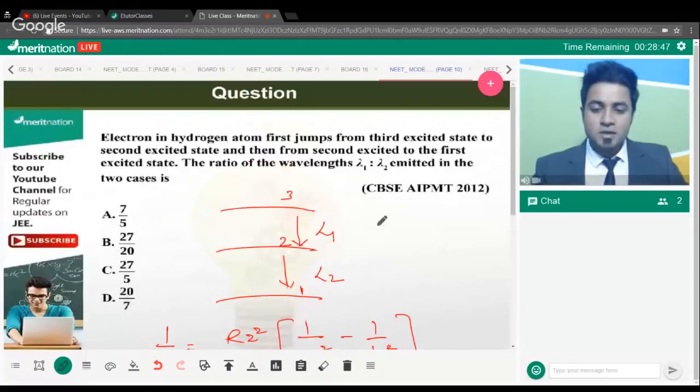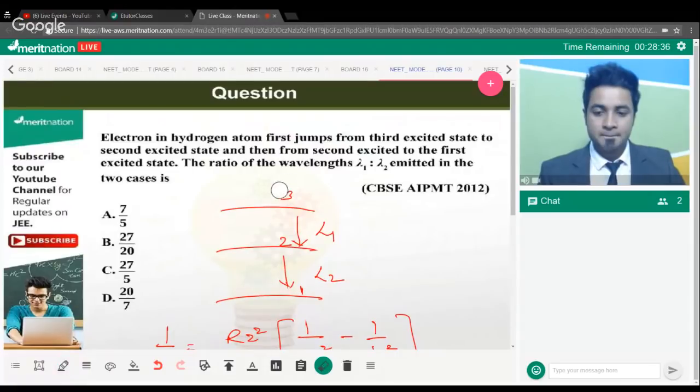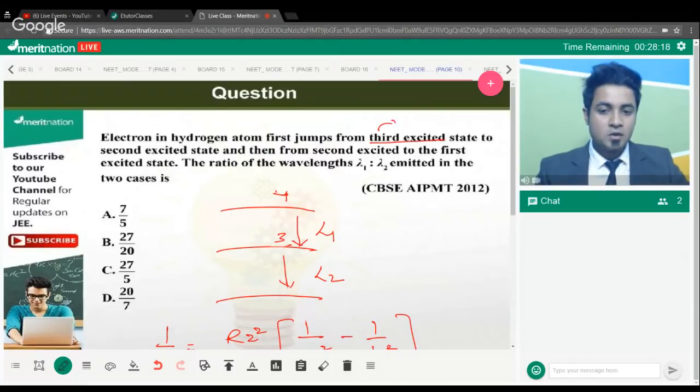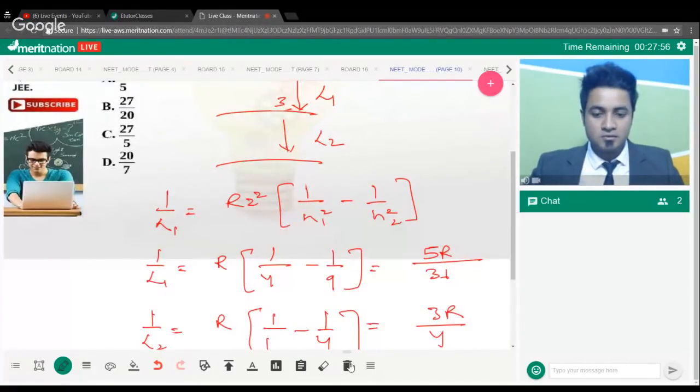Guys, just a moment. I have made a bit of a mistake here. Whenever an excited state is given to you, you have to take the next level. The third excited means the fourth. I'm really sorry for that. If it is the third excited state, it has to be n equals to 4. So this has to be 4 here and this has to be 3. Third excited means n equals to 4, and second excited state means n equals to 3, and then from second to the first one. So you have to take care of this.